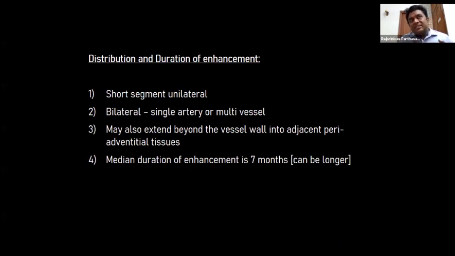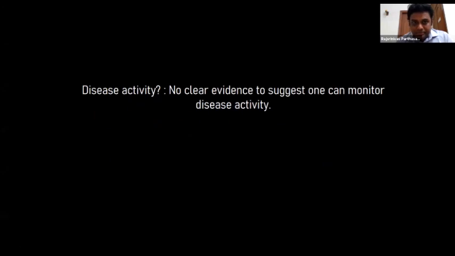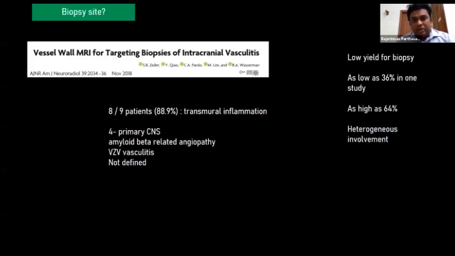So in certain circumstances where you're not sure about atherosclerosis versus vasculitis, it is worthwhile repeating the imaging, say after 4 to 6 weeks. And if the enhancement goes away completely, we know it is atherosclerosis and it's not vasculitis, as vasculitis can be eccentric sometimes. Can we assess disease activity? There's no clear evidence for this. There are papers from Takayasu arteritis and giant cell arteritis. Sometimes it enhances, but clinically the disease activity is not too bad. So we cannot really make any conclusion on that.